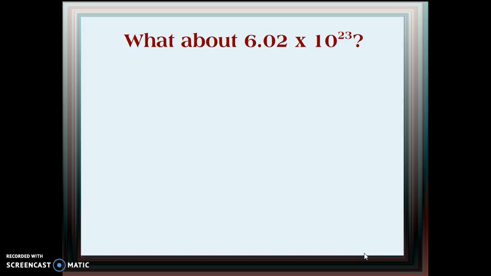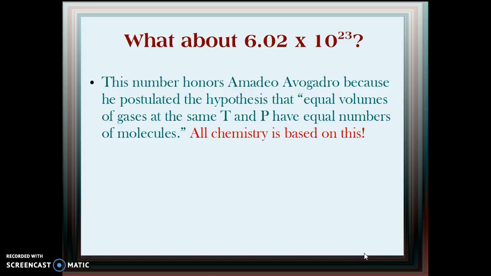What about this number, 6.02 times 10 to the 23rd? Well, it's named to honor Amedeo Avogadro, who in 1811 postulated the hypothesis that equal volumes of gases at the same temperature and pressure have equal numbers of molecules. All of our chemical measurements are based on this, including our periodic table masses.